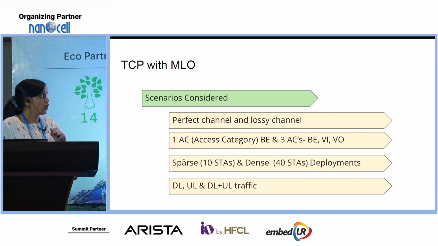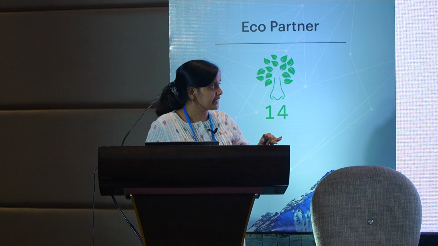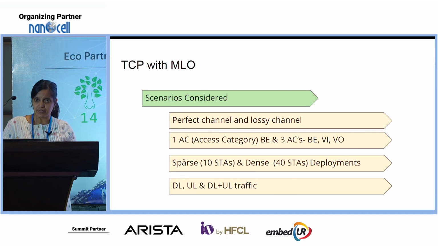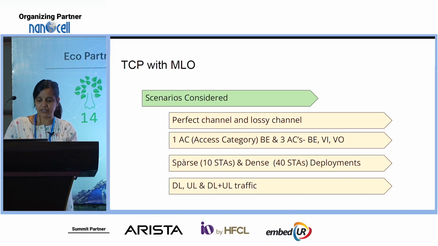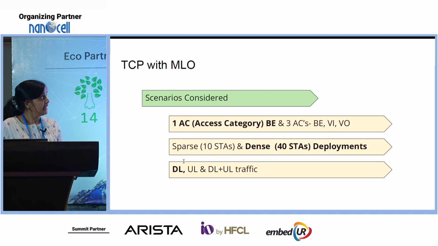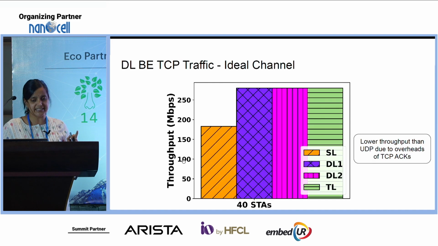So we considered lots of scenarios and did a thorough evaluation: perfect channel, lossy channel, one access category, multiple access categories, and dense deployments. Both DL traffic only, uplink traffic only, and both DL and uplink traffic. So I am going to talk about the simple category first, that one access category, again ideal channel and dense deployment and only DL traffic.